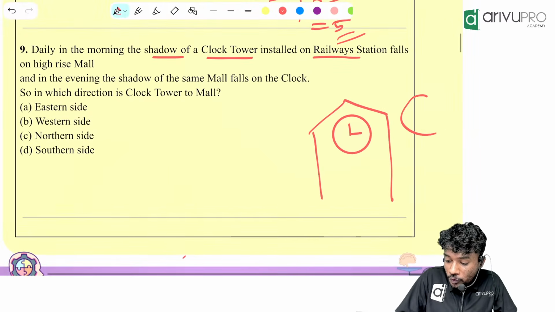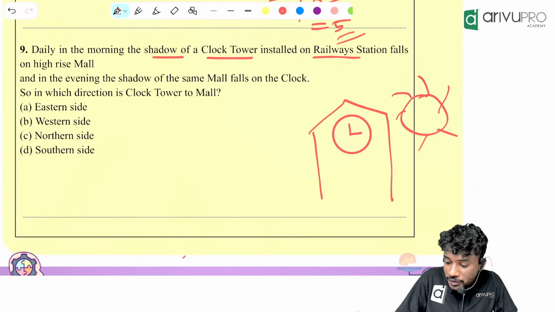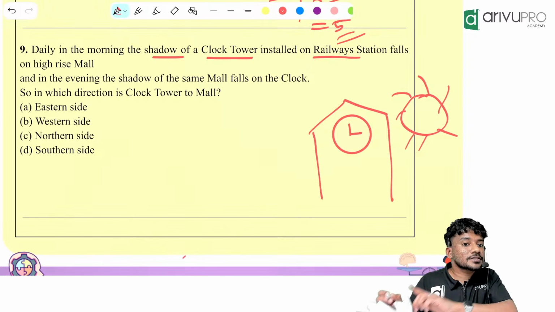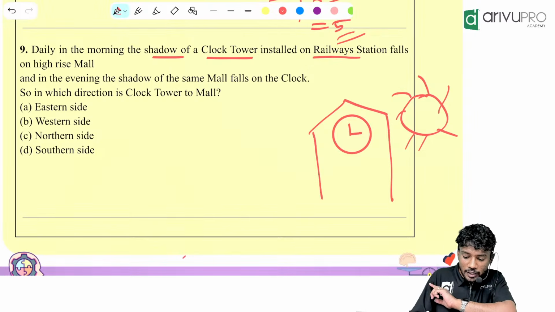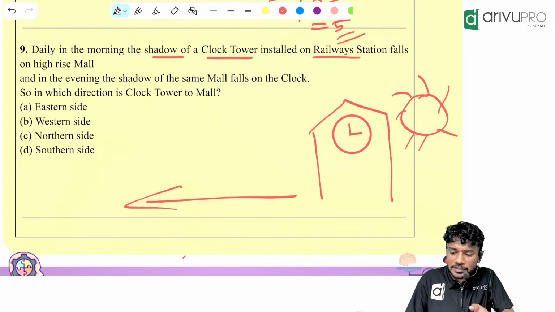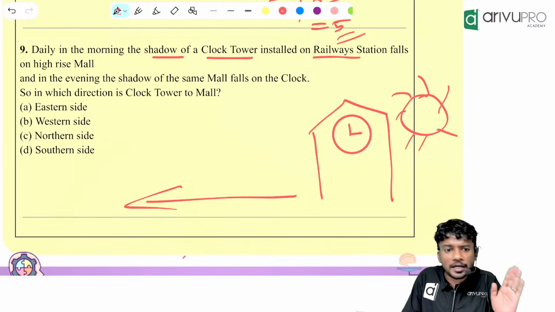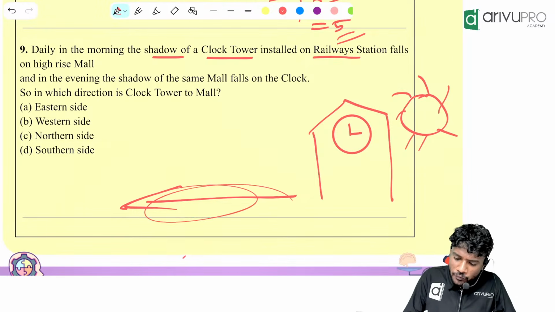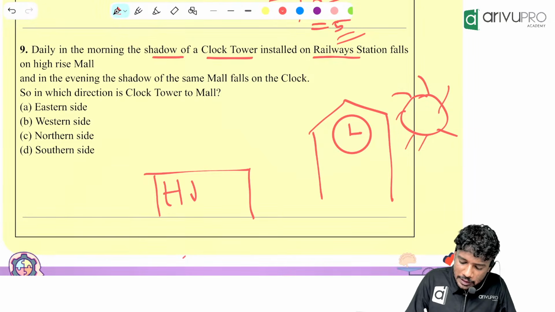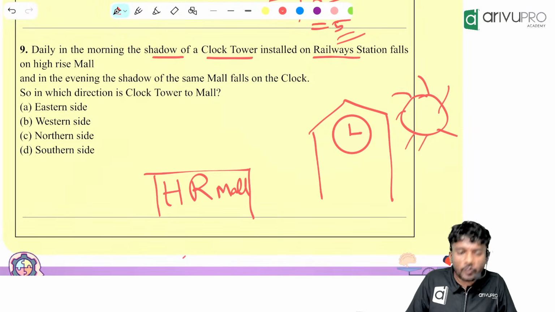Okay, so the clock tower is there, then the sun is in the morning on the east side. Then the shadow will be falling where? Shadow will be towards this side, right? East means the shadow will be towards this side. Morning means the left side will be the shadow, no matter what. Then it is falling on the high rise mall, which means the high rise mall will be over here.